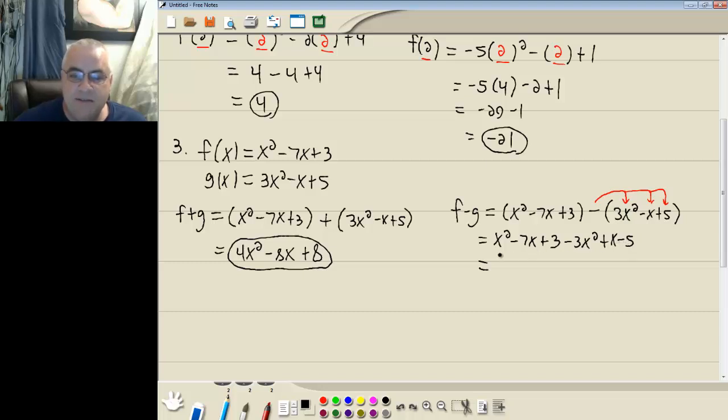And now I'm going to combine together like terms. x squared minus 3x squared is negative 2x squared. Negative 7x plus x gives us negative 6x. And 3 minus 5 gives us negative 2. And that'd be our answer.